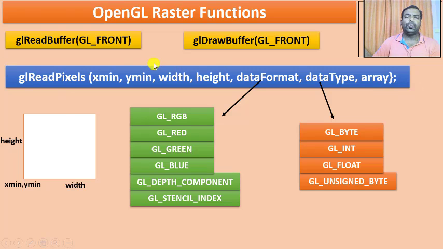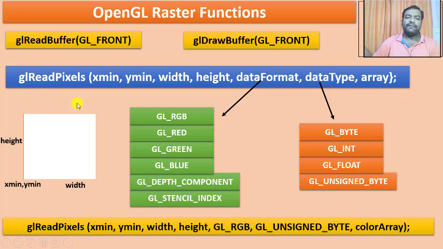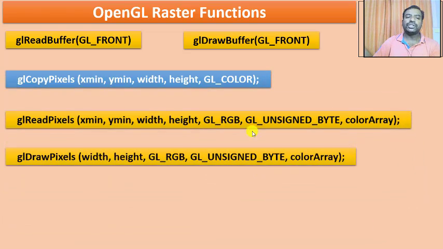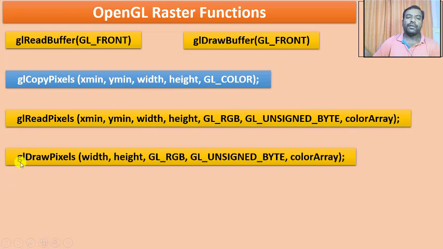And so now this is going to be the GL read pixel, and with this read pixel, just look at this. This is the area I am forming. By default I am going to use the data format as GL RGB, and by default the data type is going to be GL unsigned byte, and I have declared an array with the name color array, and that is the array I am going to pass as a parameter.